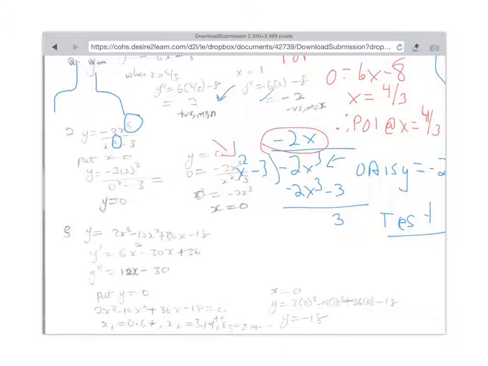Now for question 3, I can see that you've got a start to question 3, and I'm assuming that the rest of it is on the next page. You've found the derivative correctly. You found the second derivative correctly, so those are good. If you put y equal to 0, you're going to get the x-intercept. If you put x equal to 0, you're going to get the y-intercept. Those will be useful points for us to put on the graph for sure.